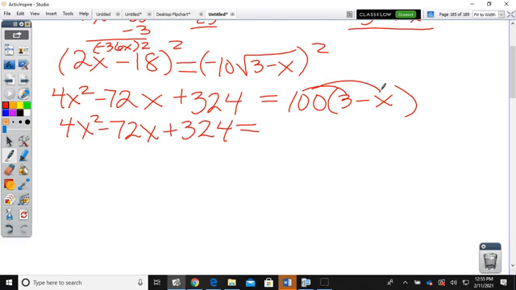Distribute your 100. You get 300 minus 100x.